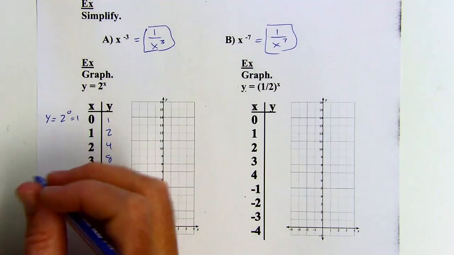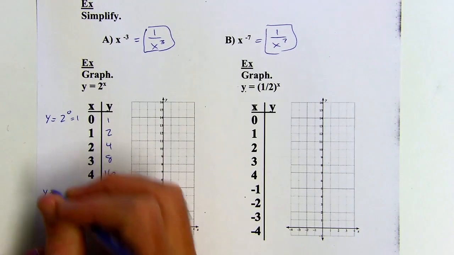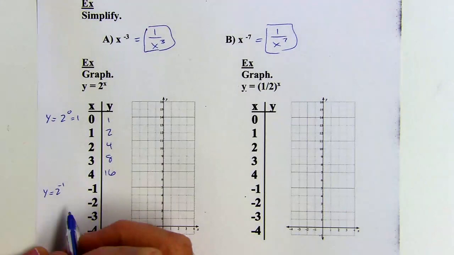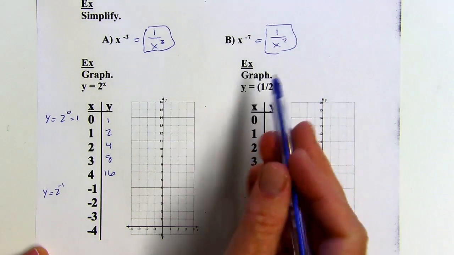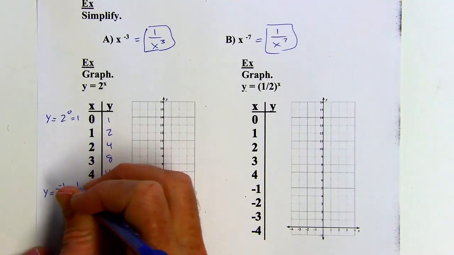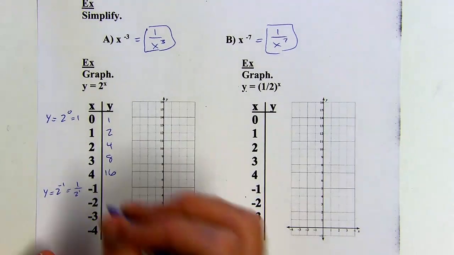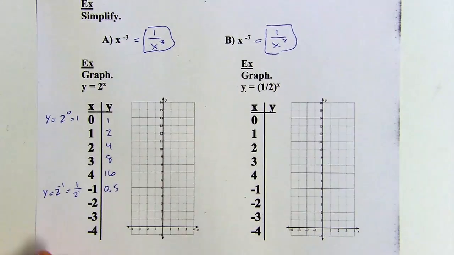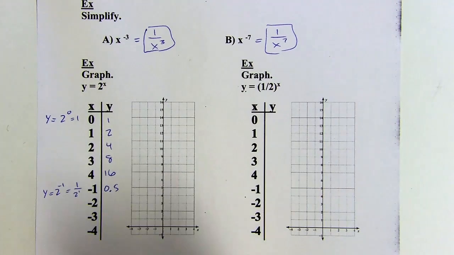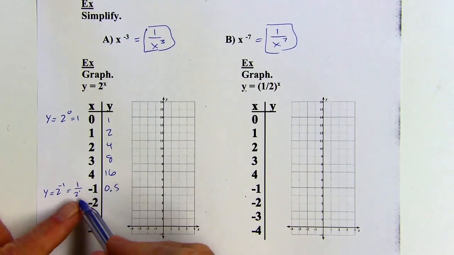Okay, now let's look at when we have some negative numbers. So here I have 2 to the negative 1st. Well, that's where the negative exponents come in, right? This is 1 over 2 to the 1st, so it's 1/2. So I'll just put 0.5 so I can fit it in that table. Okay, so this would be 1 over 2.